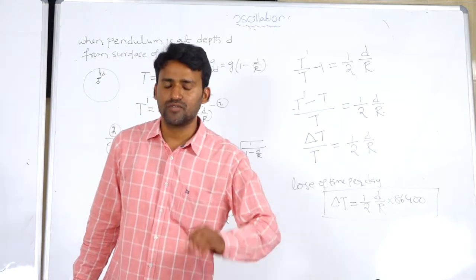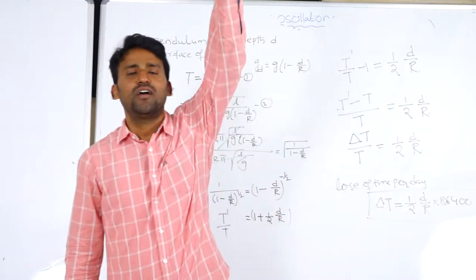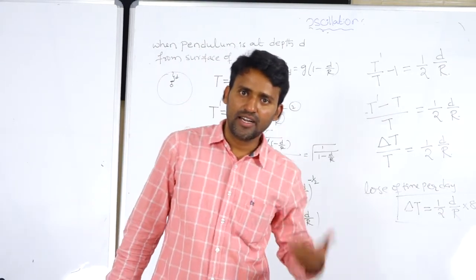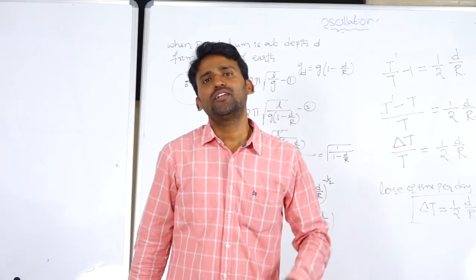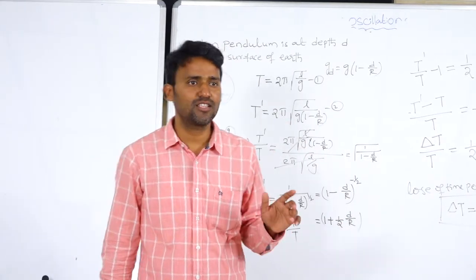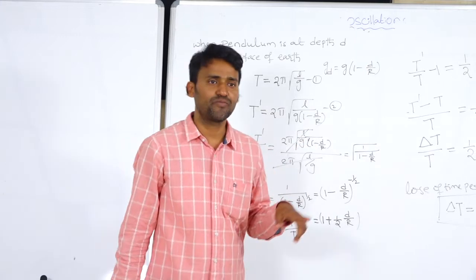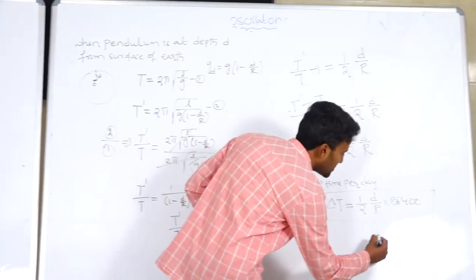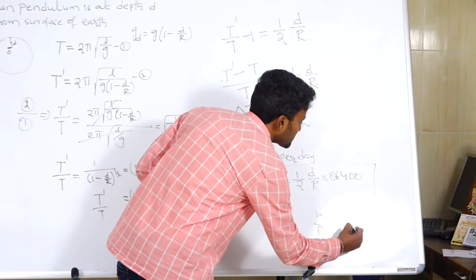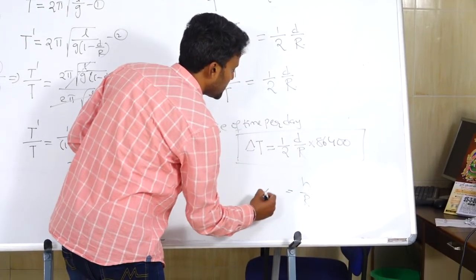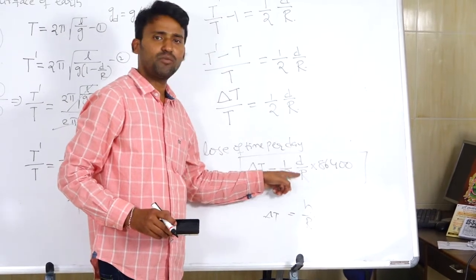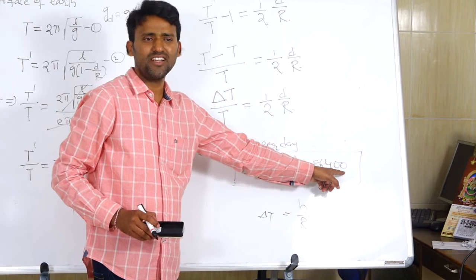So when a simple pendulum is taken at a certain height from the surface of the ground, and when it is taken to a depth from the surface of the ground, in both cases we can observe the loss of time per day. At a certain height it is h by R into 86,400 seconds, but at a depth it is 1 by 2 into d by R into 86,400 seconds.